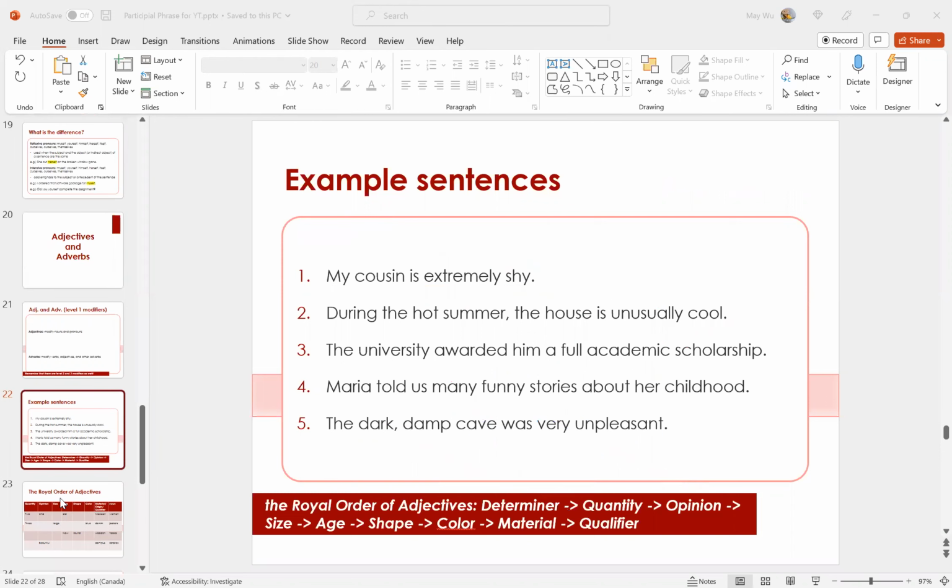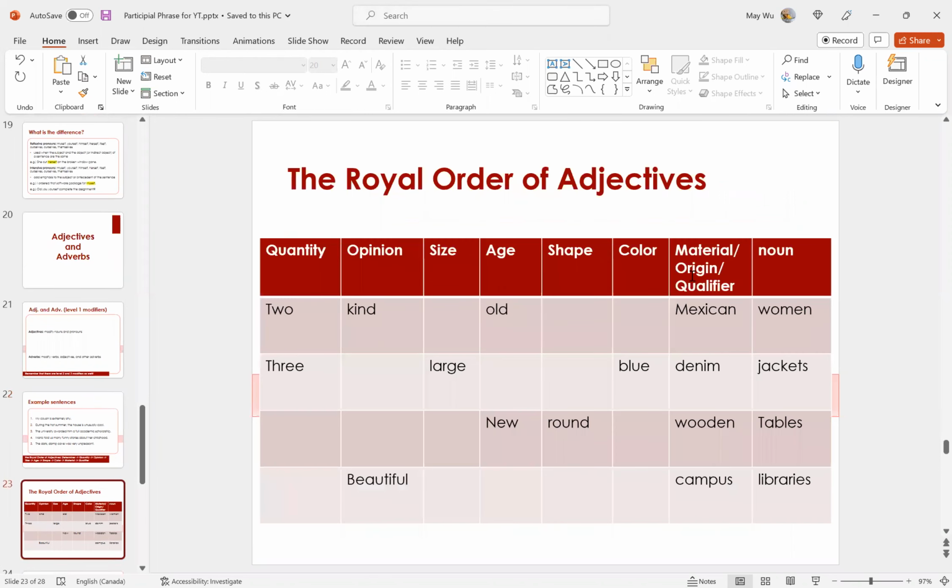Now, let's move on to the last page. So as you can see from the table here, this is the royal order of the adjectives. So the first example, two kind old Mexican women. So I wouldn't put a comma between kind and old because they are two different orders. Same thing with three large blue denim jackets. So denim is a material like jeans, and new round wooden tables or beautiful campus libraries.